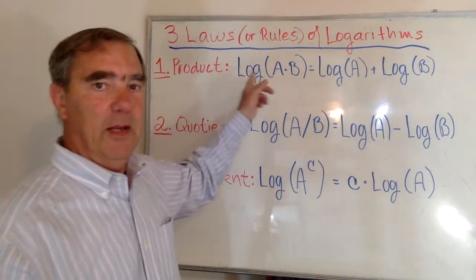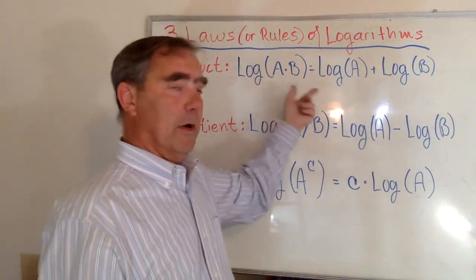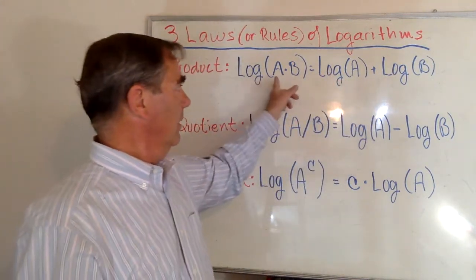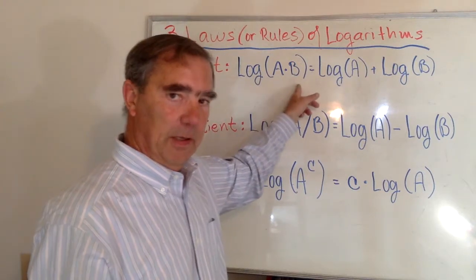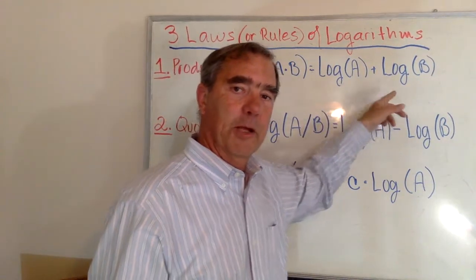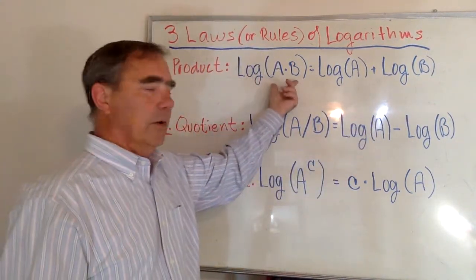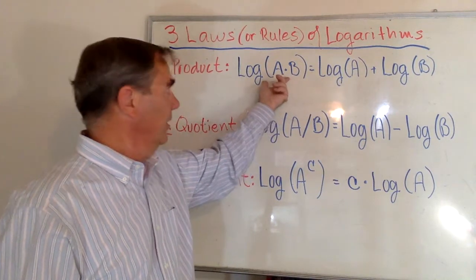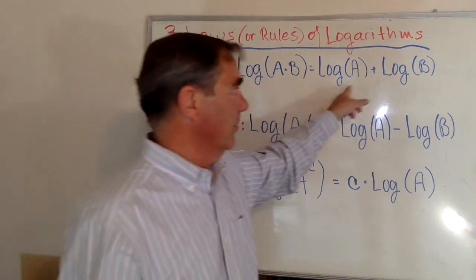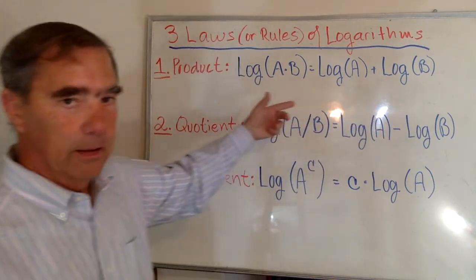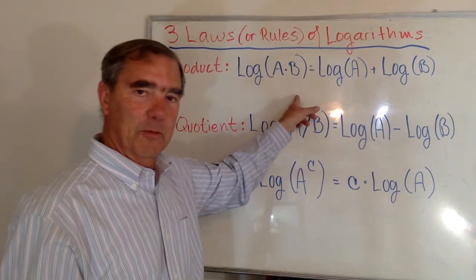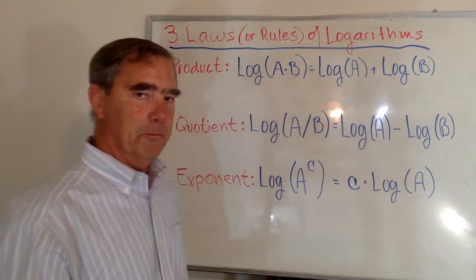The product rule is saying that the log of a product is equal to the sum of the logs. The log of the quantity a times b is equal to the logarithm of a plus the logarithm of b. Take a close look at what is inside the parentheses. This is saying that the logarithm of a times b is equal to the logarithm of a plus the logarithm of b. And it is not saying the logarithm of a times the logarithm of b being equal to this.